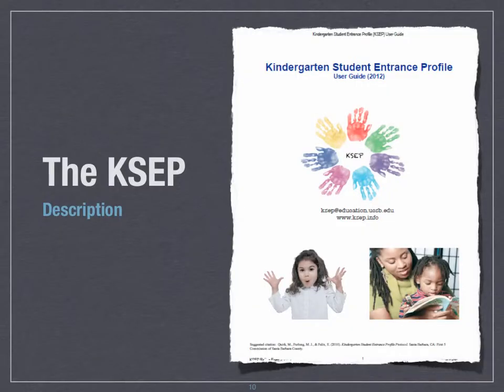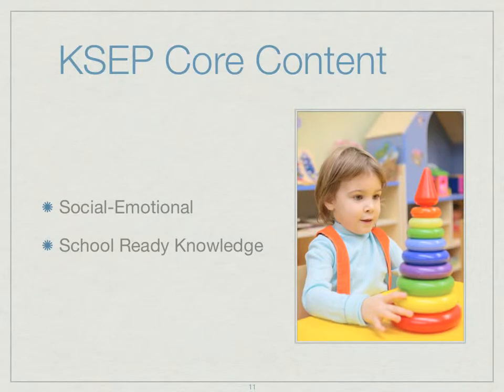Now that we have discussed some general ideas about school readiness, and hopefully got you thinking more deeply about this important topic, let's shift the focus to the KSEP instrument and take a look at its contents and its rating rubrics. The KSEP items gather information about the social, emotional, and school-ready or cognitive domains of school readiness.